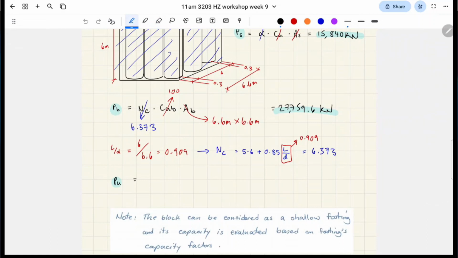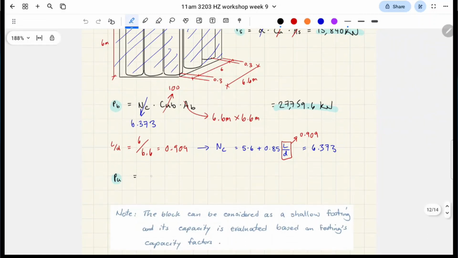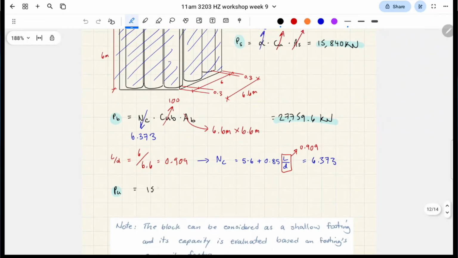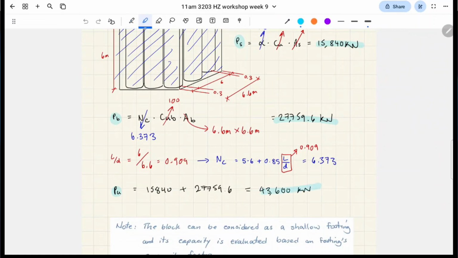And to get our ultimate, we basically just have to combine the shaft and the base strength, giving us 15,840 plus 27759.6. This is 43,600 kilonewtons. So that's our value if we consider the block of soil encapsulating all of the piles, right?